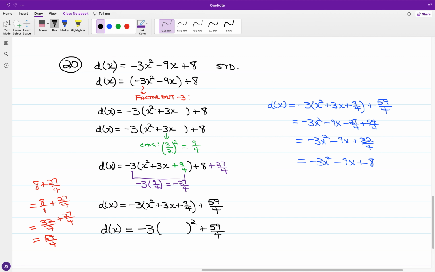Okay, so we got the a value at -3. The k value is a non-integer with 59/4. And for this trinomial, this is going to be the square. For x squared, we have the square of x.